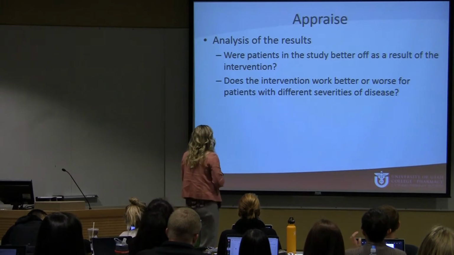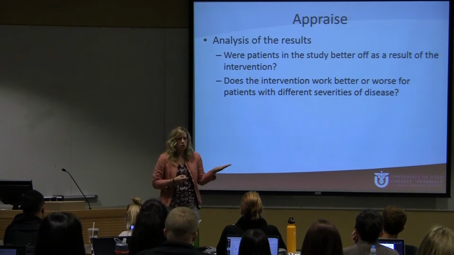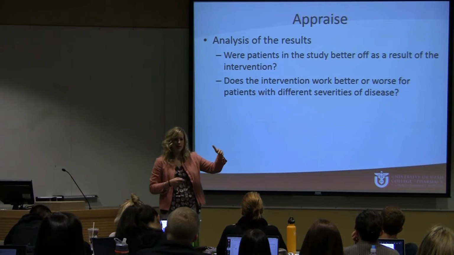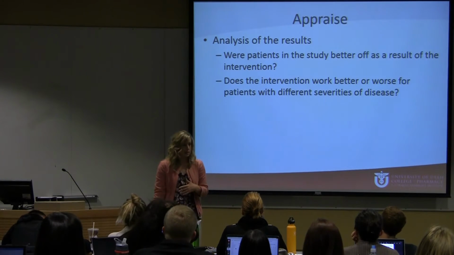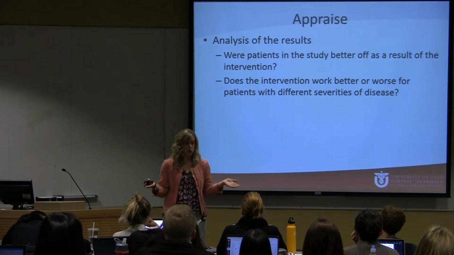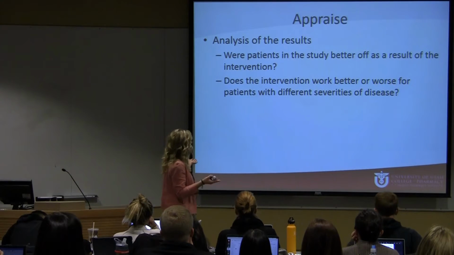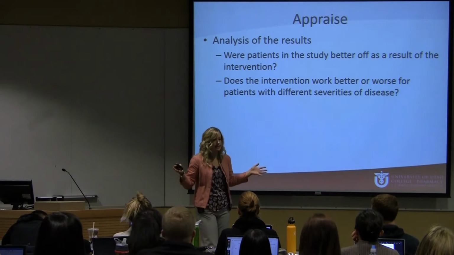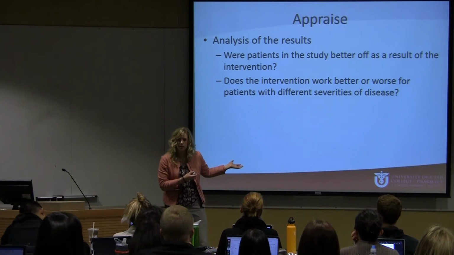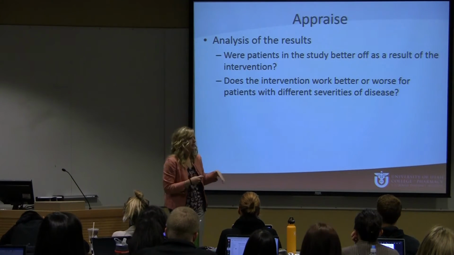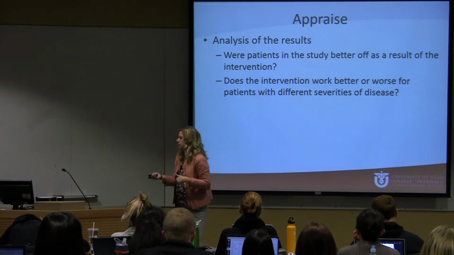And does the intervention work better or worse for patients with different severities of disease? So do I see my Class A COPD patients doing really well, and then I see my Class Ds doing terribly? That would affect who you decide to treat with this. If they say our group A, less severe patients did great, and our Ds just did horribly, then why would you use it in your D population? Those are things you have to think about when you're analyzing the results and applying it to your patients.